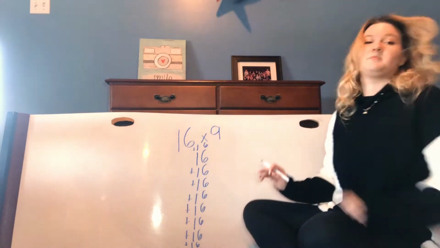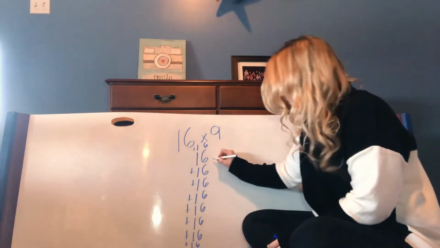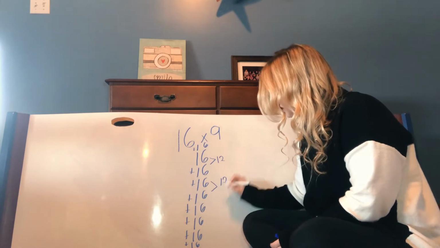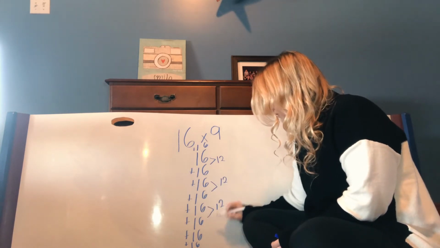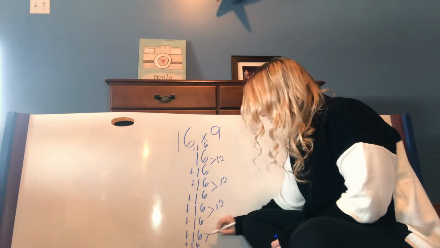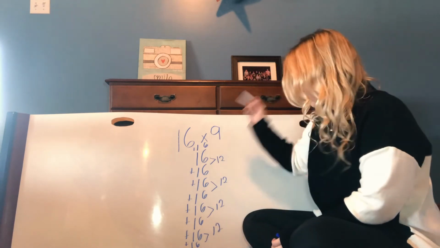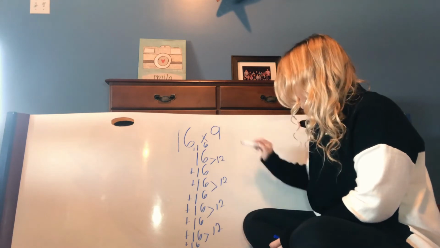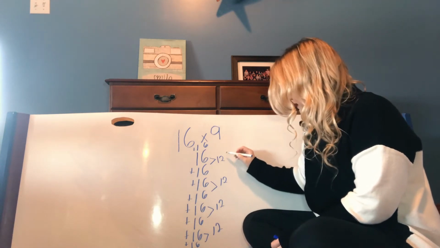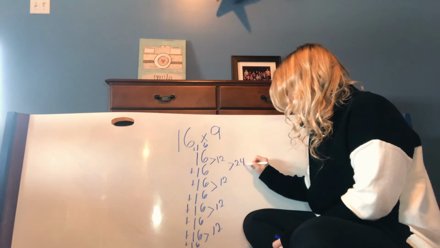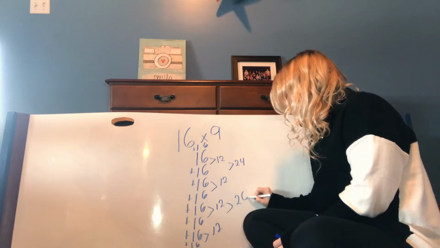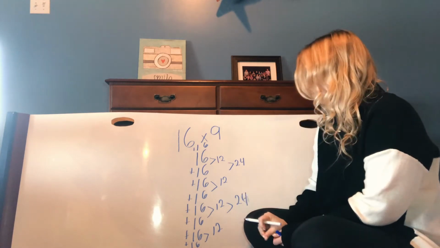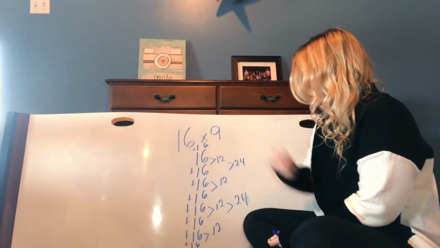So I know that 6 plus 6 is 12, so I'm going to start there. So those two make 12, those two make 12, 12, and 12. And then I have one more at the top. So now I have 12 plus 12 plus 12 plus 12 plus 6. So let's do that up. So this is 24, and this is 24. So now I've got 24 plus 24 plus 6 from that one up there.